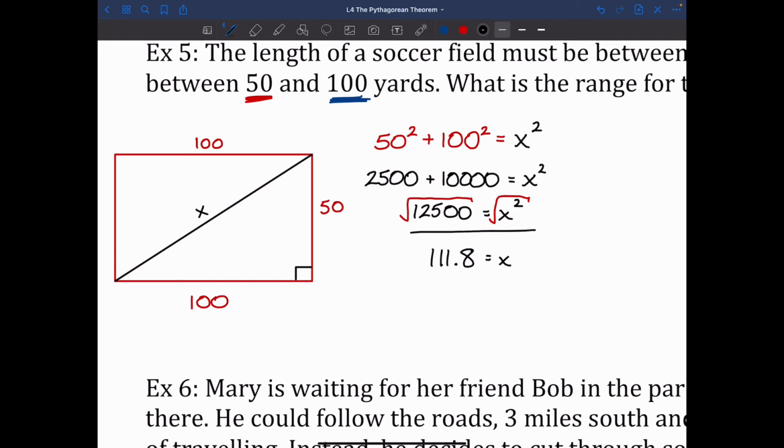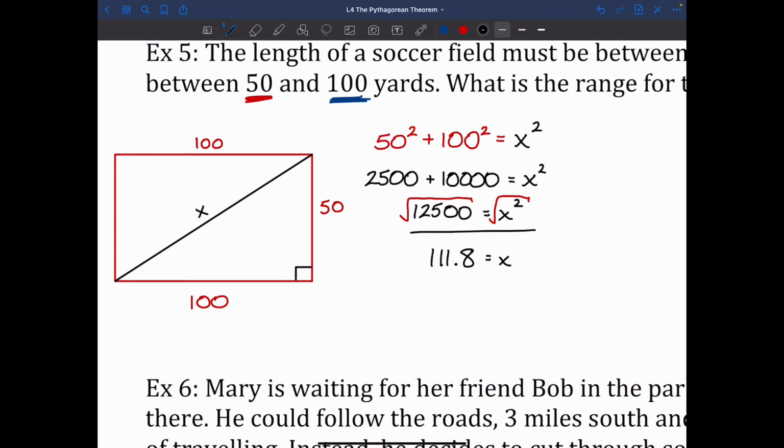111.8 yards. If I'm running across a soccer field that's 100 yards long and 50 yards wide, that seems like it would make sense. If I ended up with something like 530, that might not seem as reasonable. So think about what your answer means in the context of the problem. That might help you check your work, see if you're right or wrong.